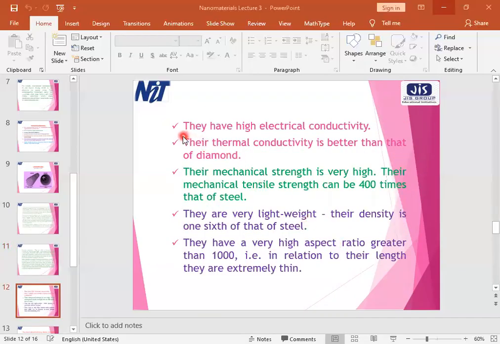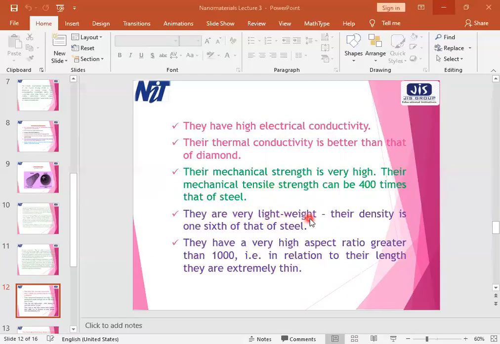So these carbon nanotubes, what are their properties? Let us describe them one by one. They have high electrical conductivity. Their thermal conductivity is better than that of diamond. Their mechanical strength is very high. Their mechanical tensile strength can be 400 times that of steel. You just think, the mechanical strength is so high.